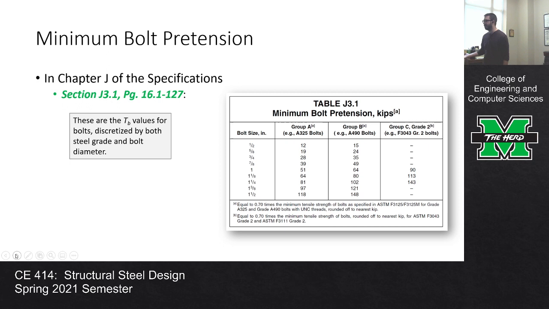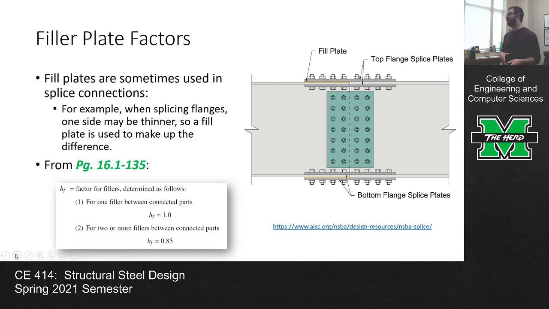So that's how much force you can assume applied normally to the plate right there. That's the pretension locked in inside the bolt. And so that's the TB value that we would then adjust accordingly. Okay. Lastly, I think this is last. Yeah, this is last. So the last thing I want to talk about is filler plates.